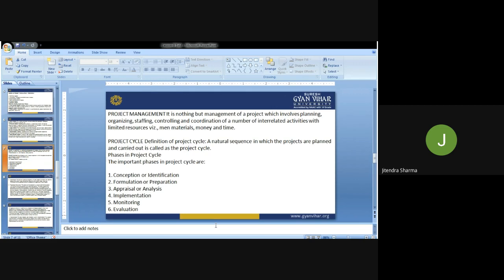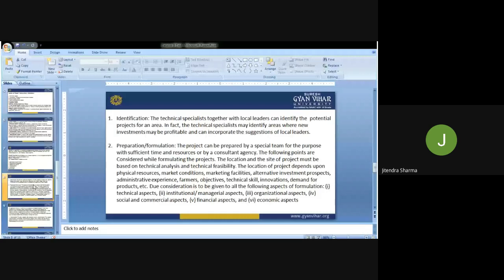So we have discussed and explained the project cycle, and now we'll discuss the phases one by one. In the identification phase, the technical specialists together with the local leaders can identify the potential project for an area. In fact, the technical specialist may identify areas where new investment may be possible, and can incorporate suggestions from local leaders. So identification of a project is very important. What kind of change we are expecting in a particular area is part of that identification process.